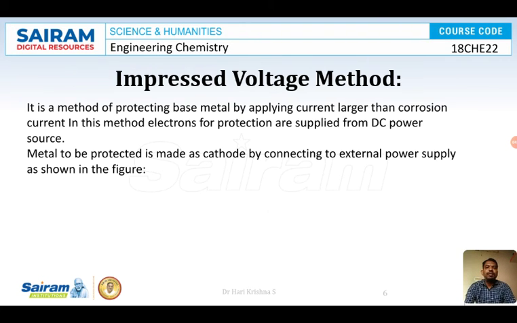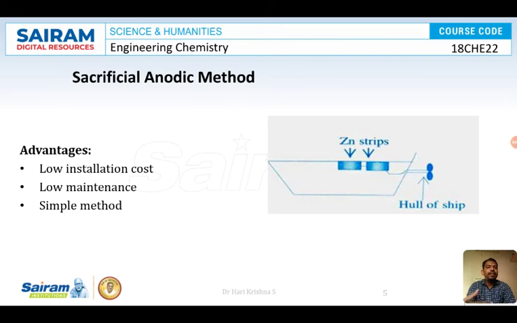Of course, it is a main disadvantage. It is recurring charges will be there. So every time the hull is gone, you're supposed to replace it with a new one. Okay, this is the sacrificial anodic method.